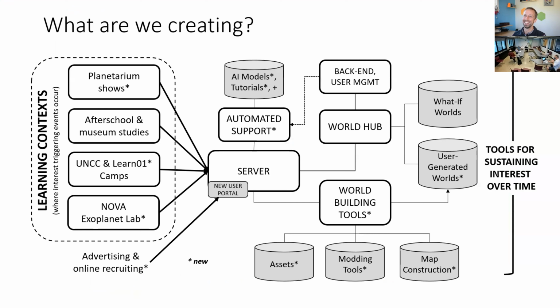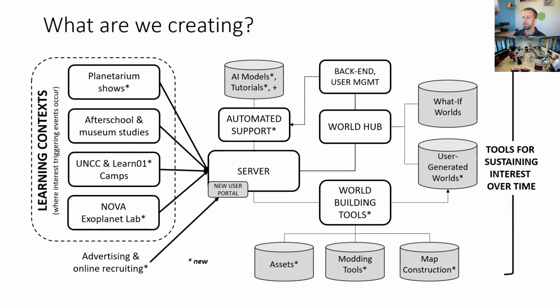Okay, so this is a picture from that video. This is sort of what we're putting together at Illinois, and a lot of it's already in place. Some of it's under development, but you can see there are several places: the planetarium, after school, working with UNCC, and we were collaborating with a company called Learn 01, but I think they may have folded, but we're still trying to find new partners to fill that gap. Nova Exoplanet Lab is another thing I mentioned.